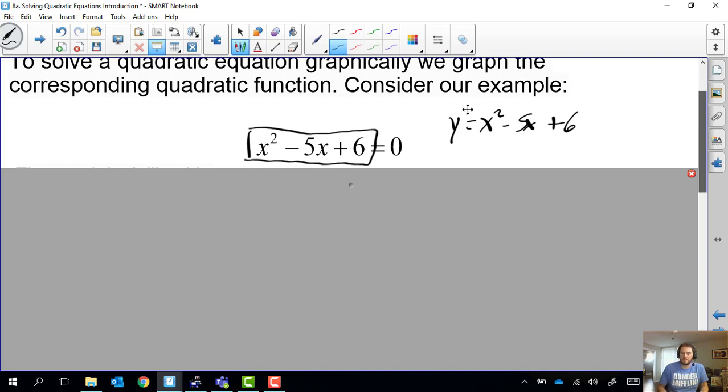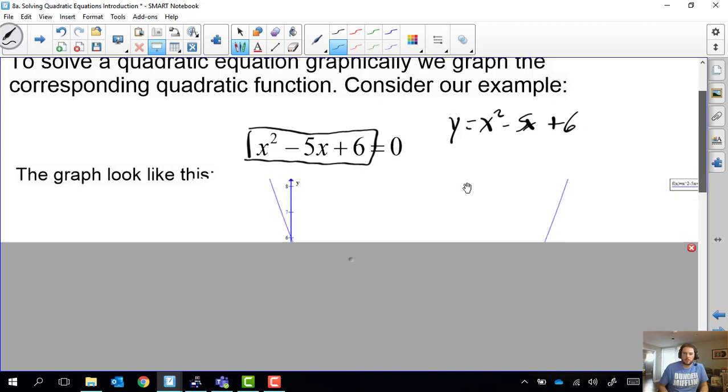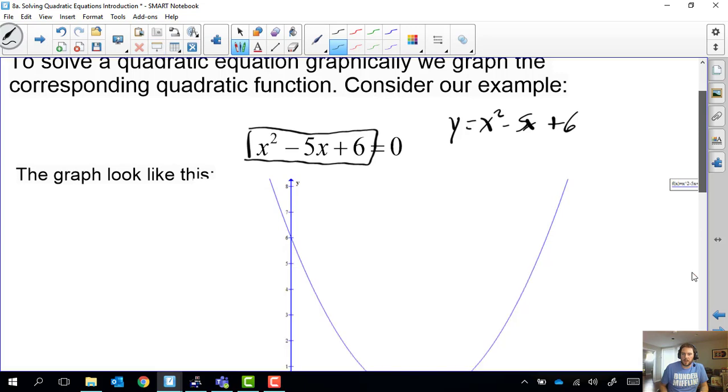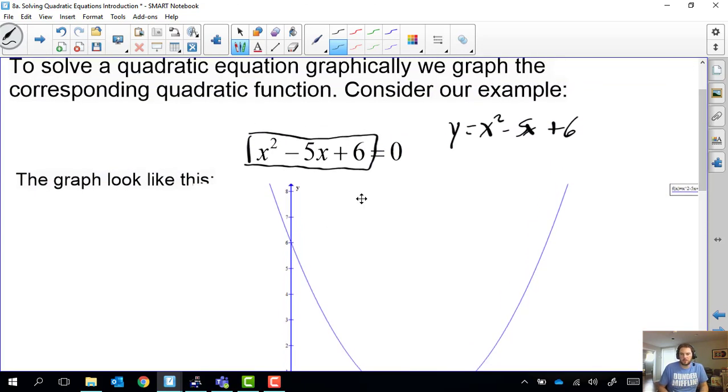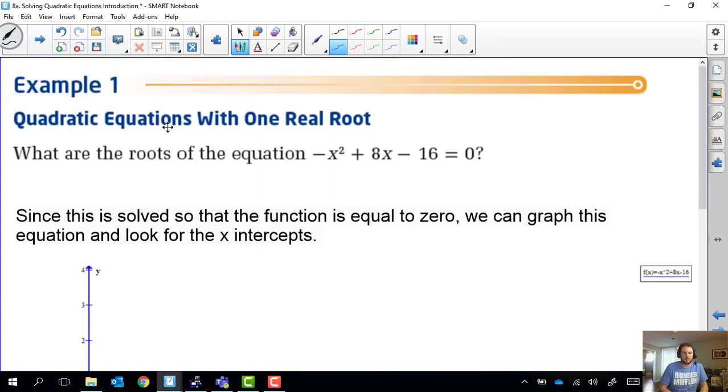Then, once we have the graph of this thing, we're going to look at our graph and say, okay, now where does this thing equal 0? Because that's what we're trying to solve for. We're trying to solve for when this function is equal to 0. So on our graph, it has y values of 0 here at 2 and here at 3. So that's how we solve these things graphically. Now this one was pretty straightforward. So let's just take a look at a couple of examples here.